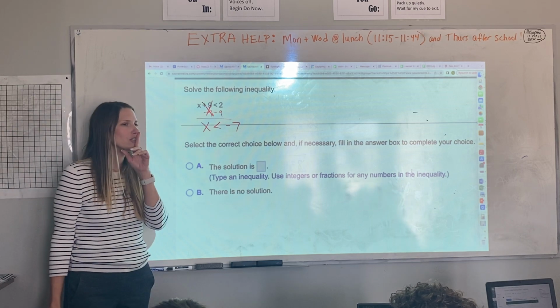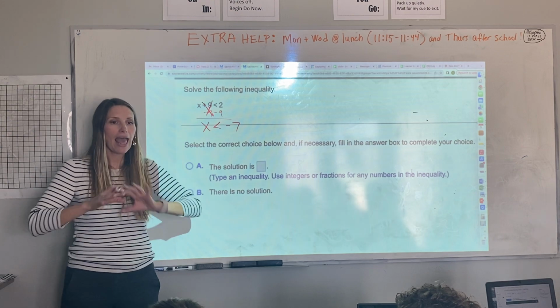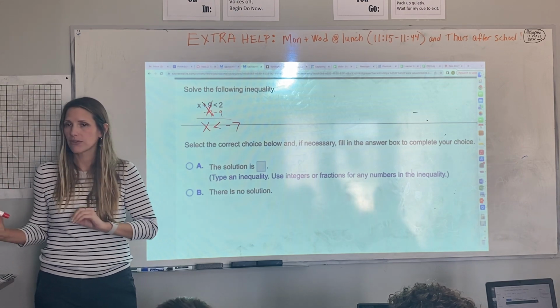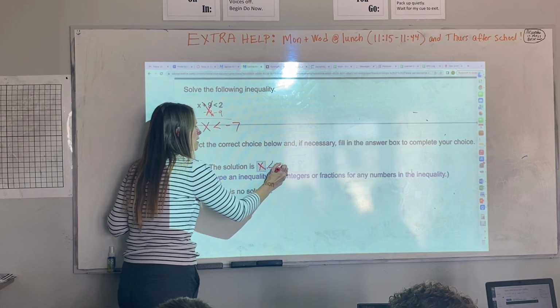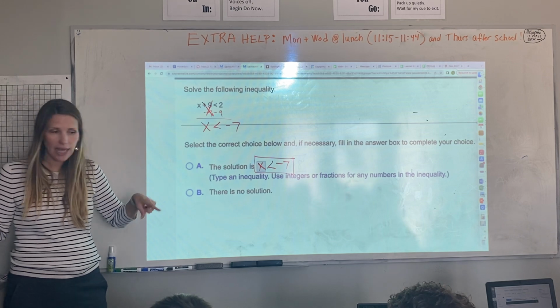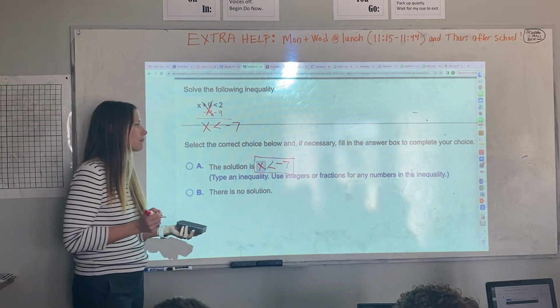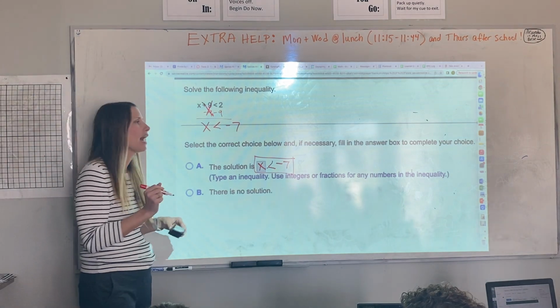All right, listen. Because x is less than any number less than -7, the solution is x is less than -7. That whole thing needs to be typed in. You guys got that? But wouldn't the sign be flipped the other direction? Nope, only when we're dividing by a negative. Okay.